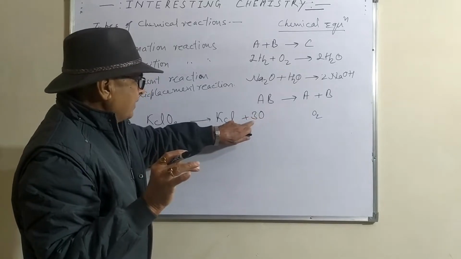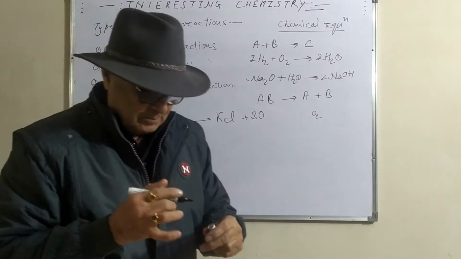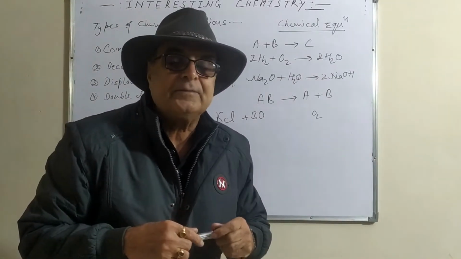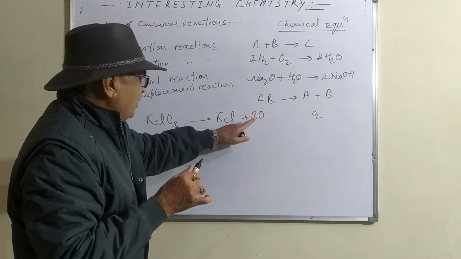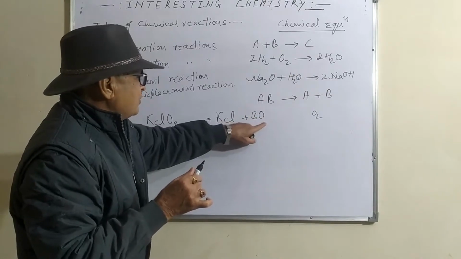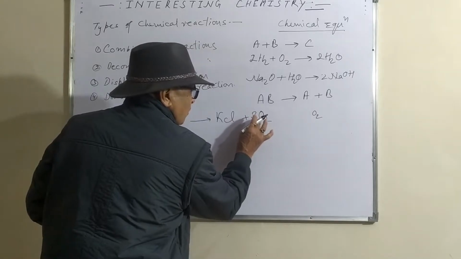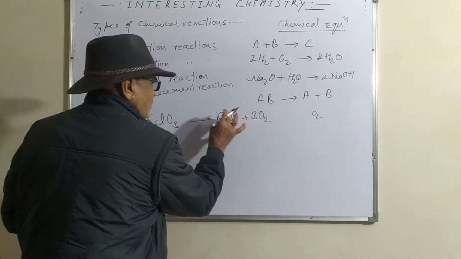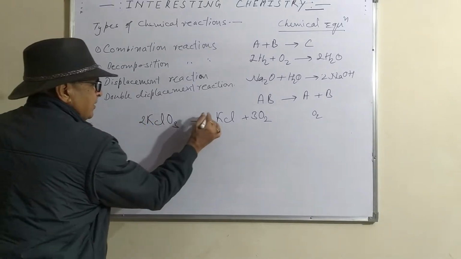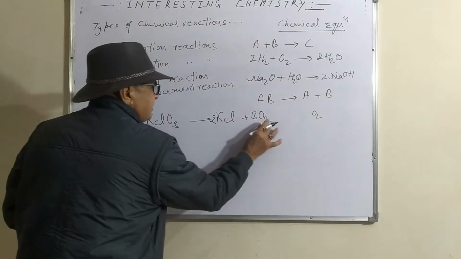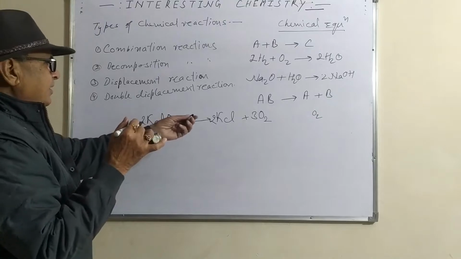O2. You can write here 1.5 O2, but partial numbers are not allowed in chemical equations. So here again it means you require 6 oxygen to make it 3O2. When you make the O2, it is 3O2. So for the equation, you will write here 6 oxygen. You will write here 2 KCl plus 3O2. In this way, this is the equation.